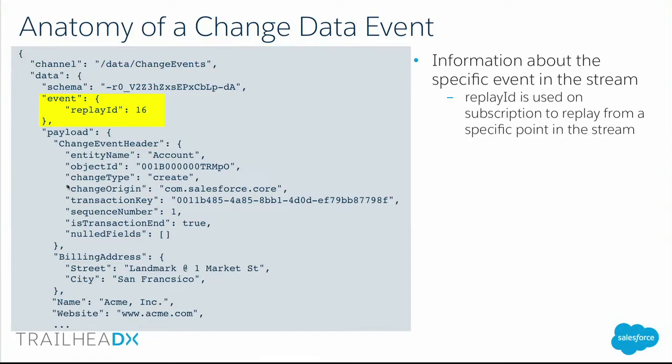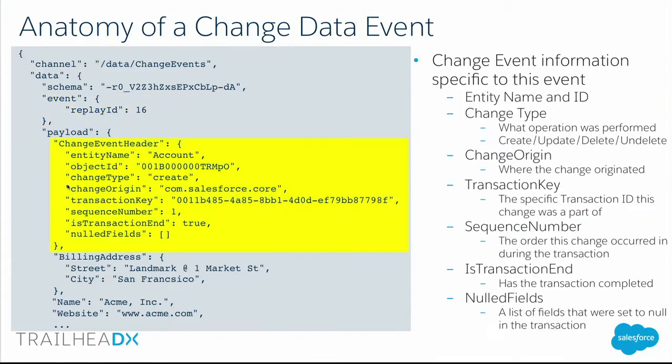We have event replay information. This is so that you can actually go back and replay events, so if I want to replay something from the last 24 hours, for instance. Now we have this change event header, and this is where you get all of that extra additional information, so you can start pivoting on different things. So here we see the entity name, and we see what change type it was. This one was a create of an account.